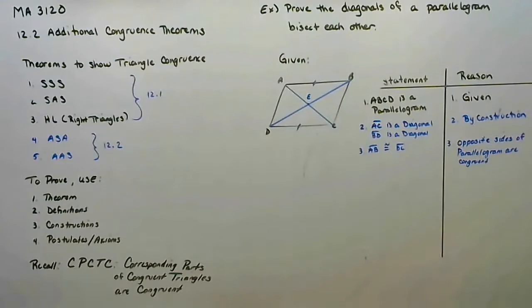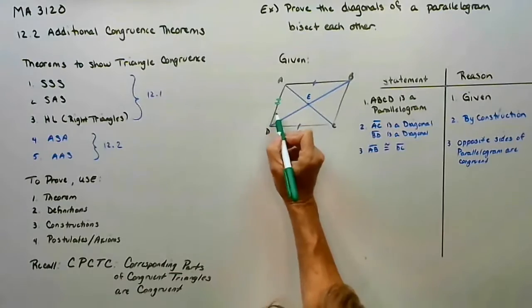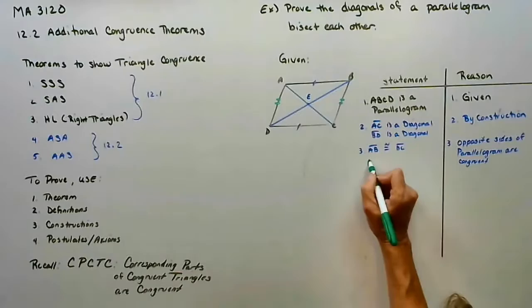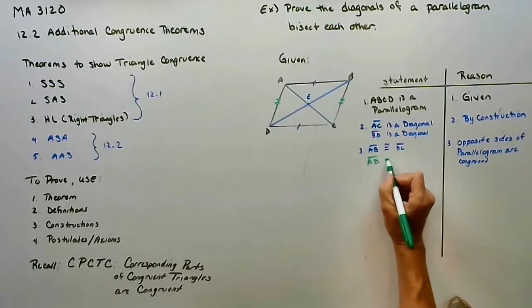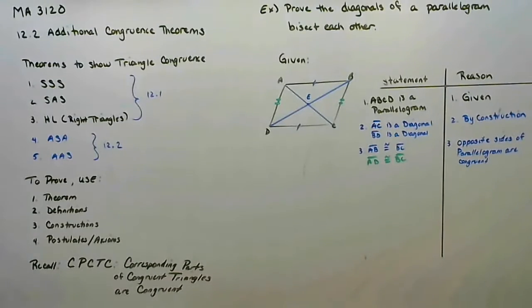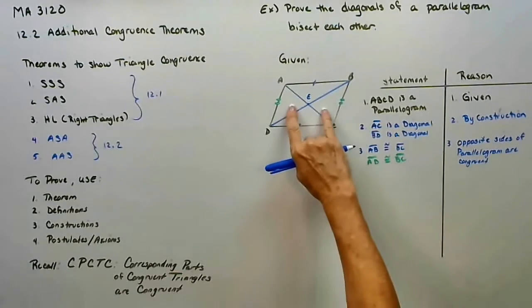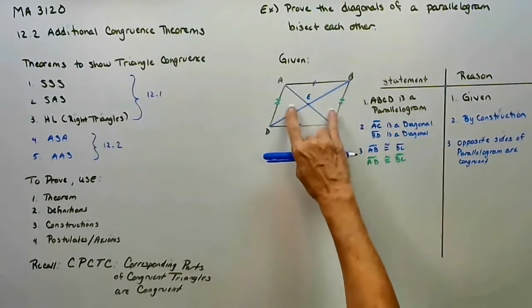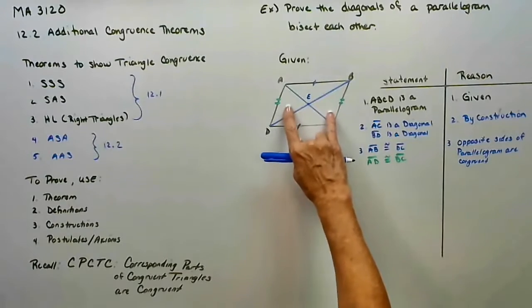What are the other two opposite sides? Well, we also know that AD is congruent to BC. That's the theorem we just proved a minute ago in the last example. Okay, so if I pick these two triangles or these two triangles, I need to show they're congruent. If I can show they're congruent, then corresponding parts are congruent.